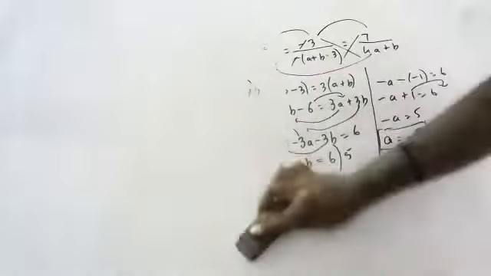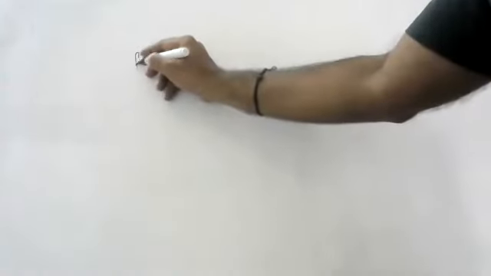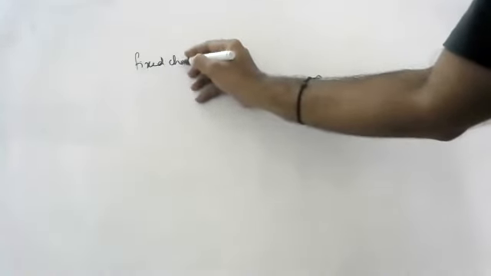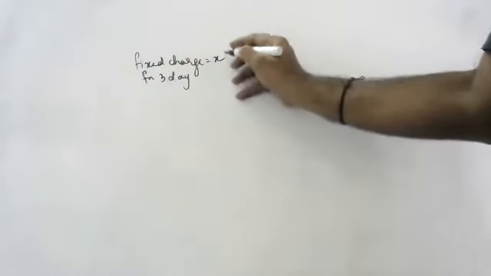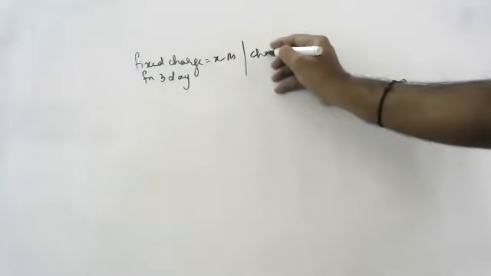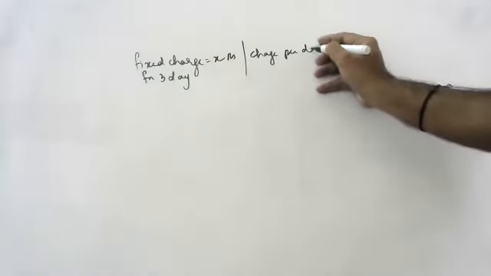It's a fixed charge and charge per day. Two varieties are there, children. One is an easy variety, one is a little bit confusing variety. See, a lending library has a fixed charge for 3 days. Here many people will get confused. Fixed charge for 3 days, let us take x rupees, and then the charge per day is y rupees.